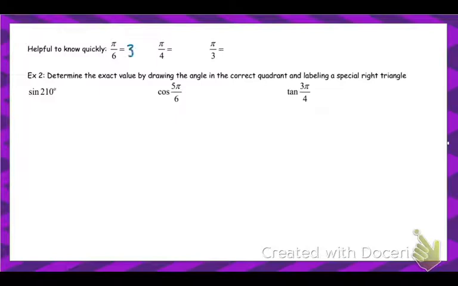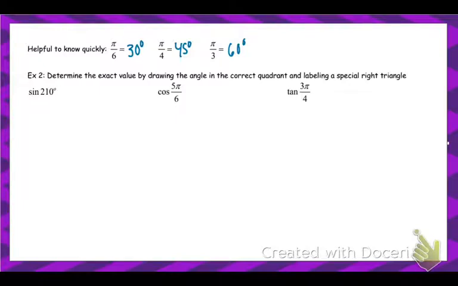Pi over 6 is 30 degrees. Pi over 4 is 45 degrees. And pi over 3 is 60 degrees. The reason those 3 are so helpful is because when we talk about reference angles, what's really convenient about all 3 of these whenever you find your reference angle is that it doesn't matter how many pi's over 6 you have, the reference angle is 1 pi over 6 or 30.